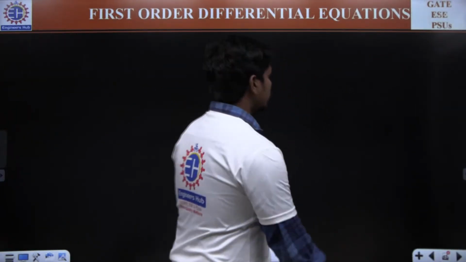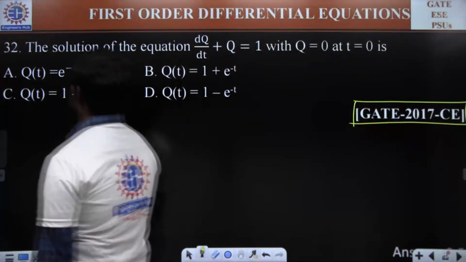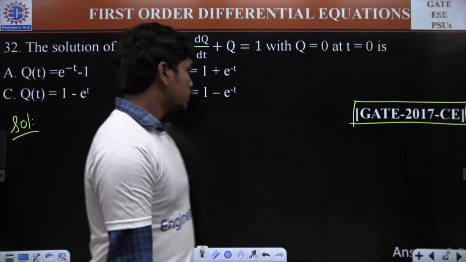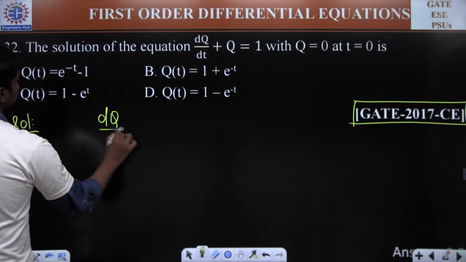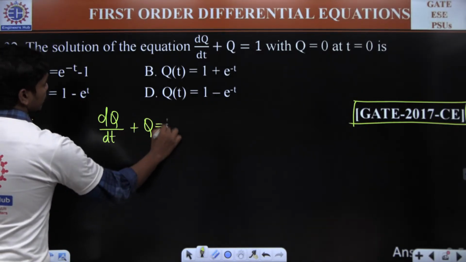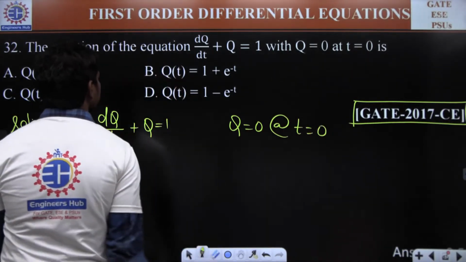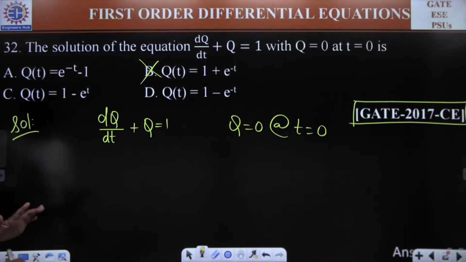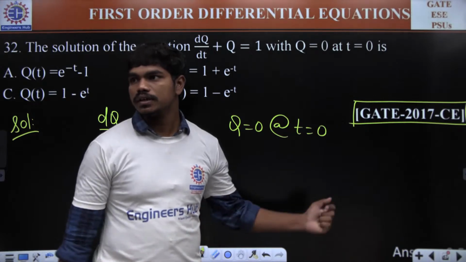Okay. So this is one question of civil engineering GATE 2017. So please try to solve this. The solution of the equation dq by dt plus q is equal to 1, and we have q is equal to 0 at t is equal to 0. So please try to solve this question. It's a very simple question.